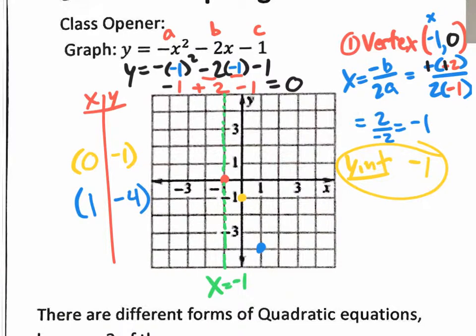Now let's take those two dots, the yellow one and the blue one, and map them over to the other side of the axis of symmetry. The axis of symmetry is a reflection, right? So 1 unit away, 1 unit away, put a dot right there. And the other one is 2 units away, 2 units away, put a dot right there. And you have your awesome, perfect parabola that's opening down.